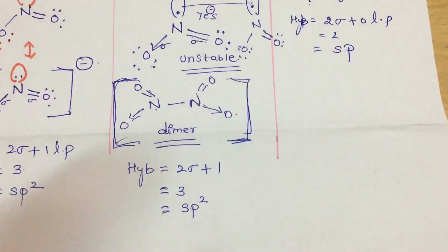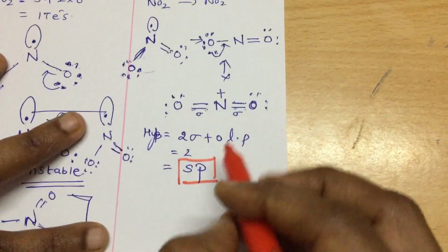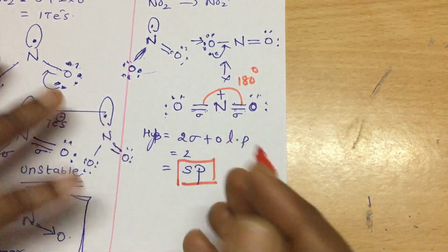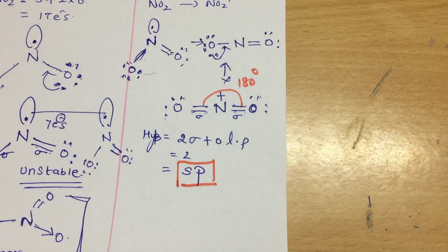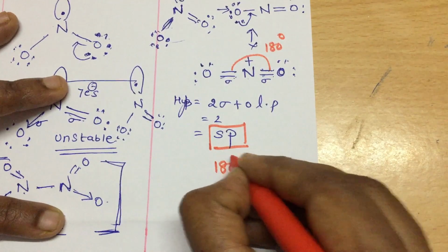Now let's check the bond angle. For sp, what is the bond angle? It is linear, right? So the bond angle is 180 degree. There is no repulsion, no lone pair repulsion, nothing like that. So it is linear. The bond angle is 180 degree.